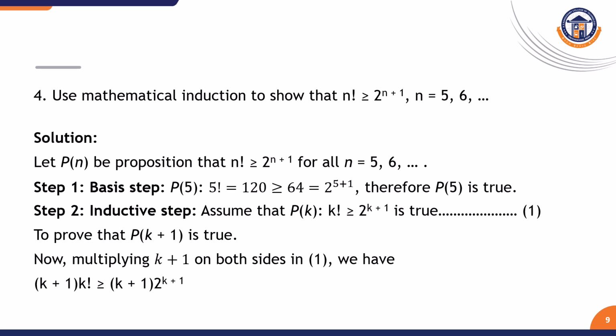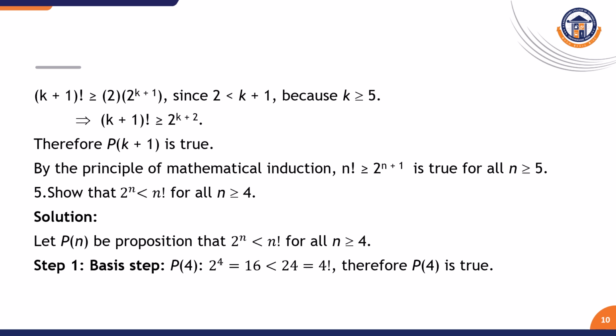In the inductive step, assume that P of k is true. To prove that P of k plus 1 is true, we multiply k plus 1 on both sides. Because if we multiply k plus 1 with k factorial, we can write it as k plus 1 whole factorial. So for that, we just multiply k plus 1 on both sides.